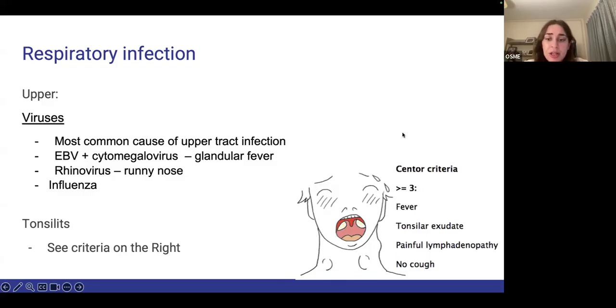Now, the Centor criteria helps differentiate tonsillitis where it's not viral and in fact bacterial. So they'll have a fever, and they'll have these quite large tonsils which have white spots on them. That's the key differentiator for it being bacterial.